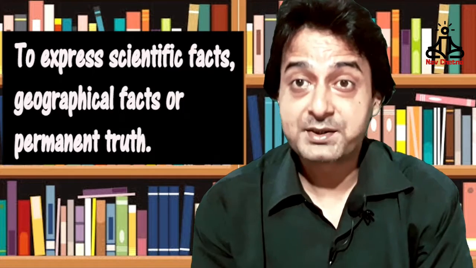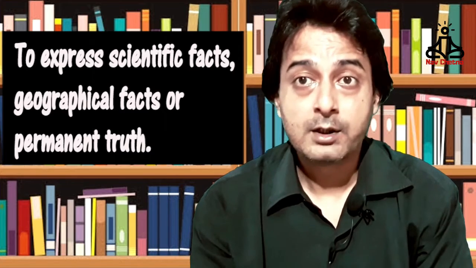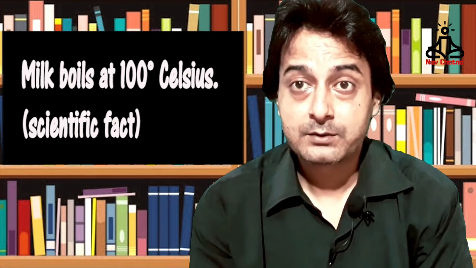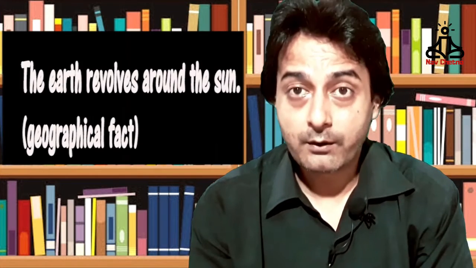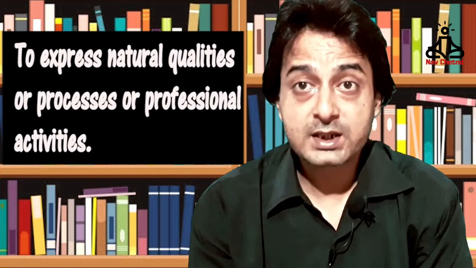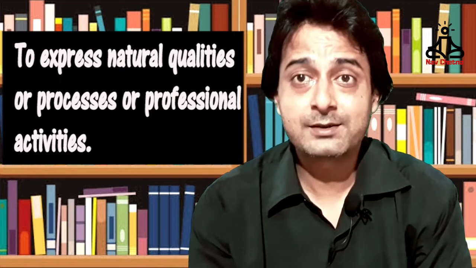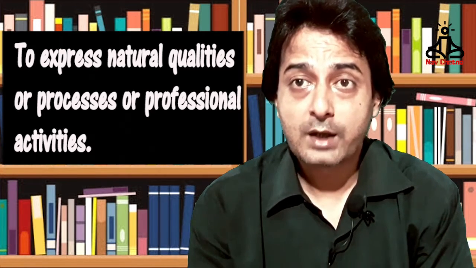We use simple present tense to express scientific facts, geographical facts, or permanent truth. For example, milk boils at 100 degrees Celsius. Scientific fact. The earth revolves around the sun. Geographical fact. India is a country of great diversity. Permanent truth.